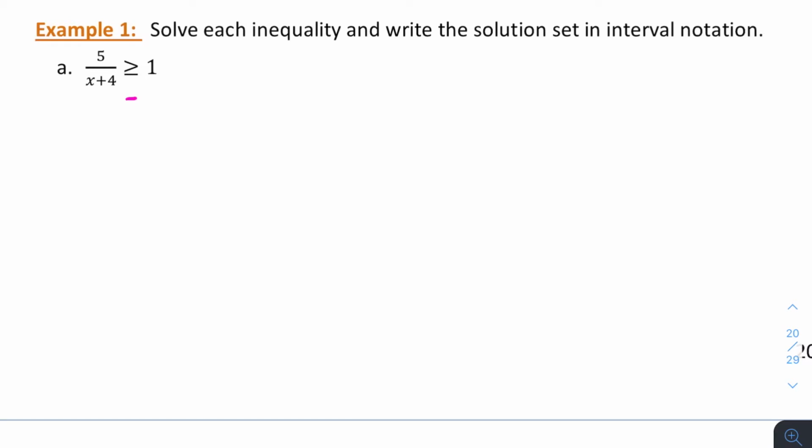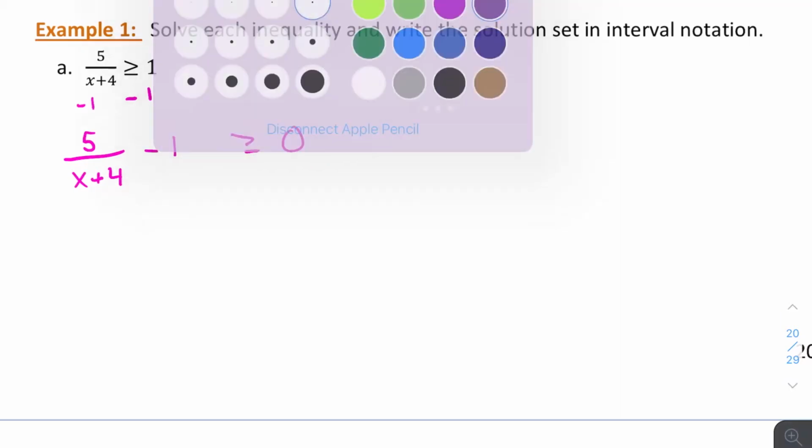So first off, I'm going to go ahead and get 0 on one side. So you'll have 5 over x plus 4 minus 1 is greater than or equal to 0.